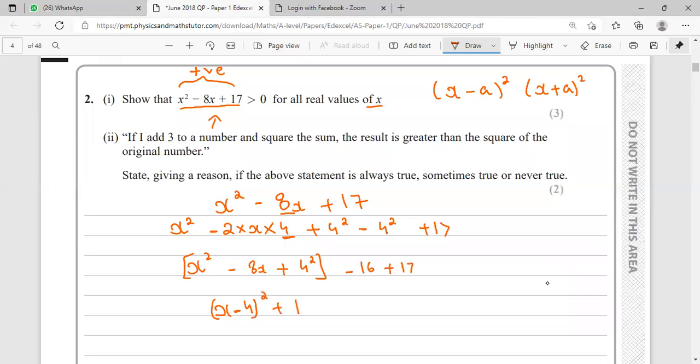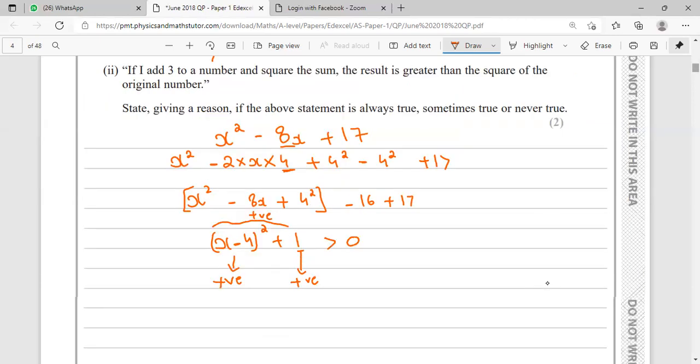Now this is a square, so this certainly would be positive, and this is plus 1, so this is also positive, right? The sum of any two positive numbers would also be positive, so this whole thing right here is positive. This implies it would be greater than 0. So we have shown this, that this expression is greater than 0, right? Yes. Okay, then we have the second part. Let's rub this just so we have the question.